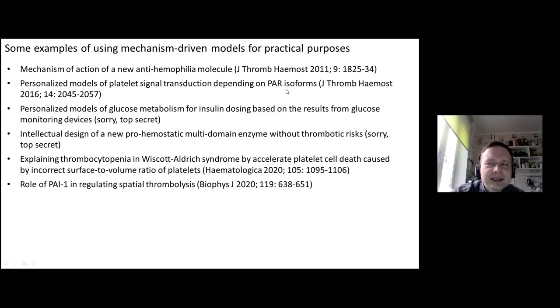My first experience about 10 years ago was a collaboration with Ischemix Corporation in Boston, US. And then it went on because this molecule was purchased by Baxter. So then we worked with Baxter in the analysis of a new molecule to improve coagulation in hemophilia as a bypassing agent.